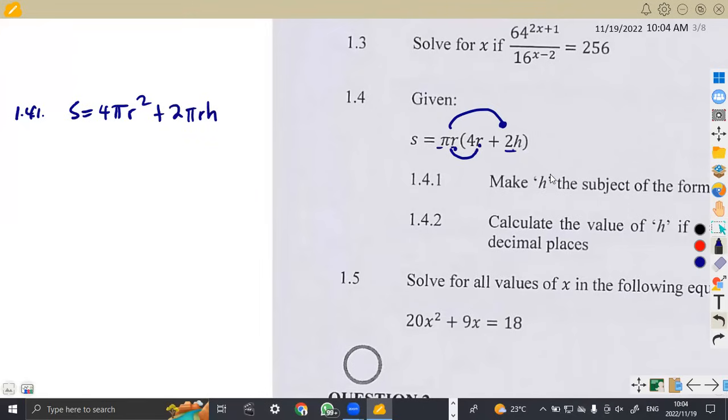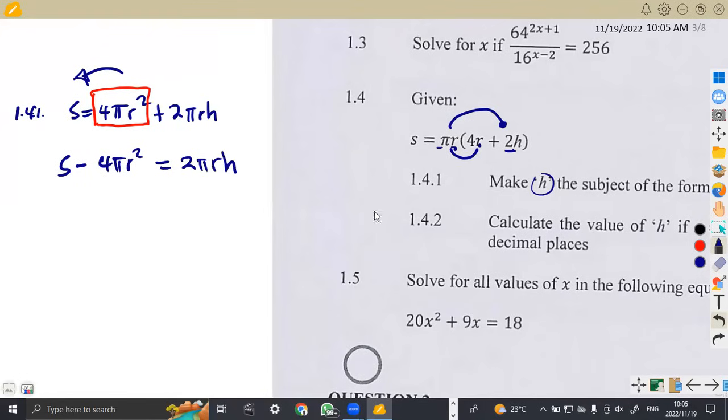Okay, so to make h the subject, we can transpose this other term to the other side, because there is no h in this part. So we transpose it to the other side, which is going to be negative 4 pi r squared, which is equal to 2 pi r h.